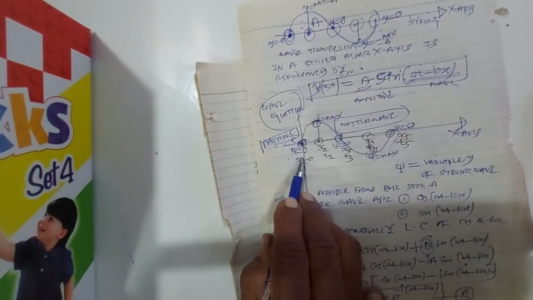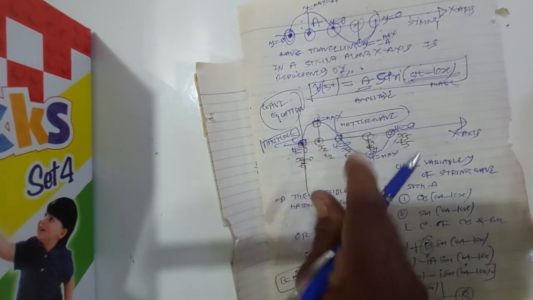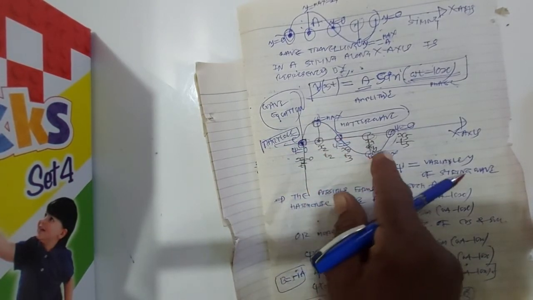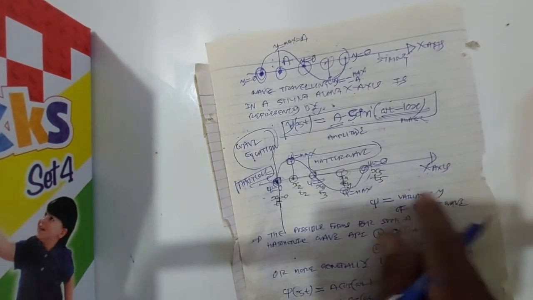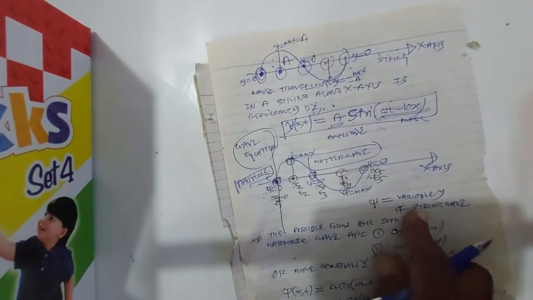At position x1 the wave function is 0. At position x2 the wave function is maximum. At position x3 the wave function again becomes 0. At position x4 it again becomes maximum. At position x5 it becomes 0. So this wave function psi is equivalent to the variable y of the string wave.